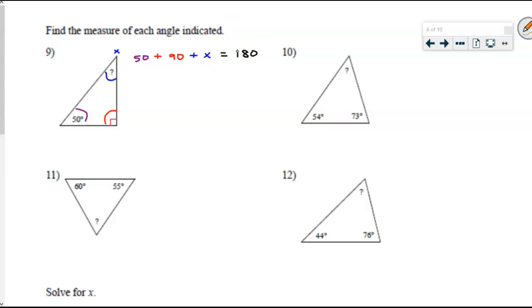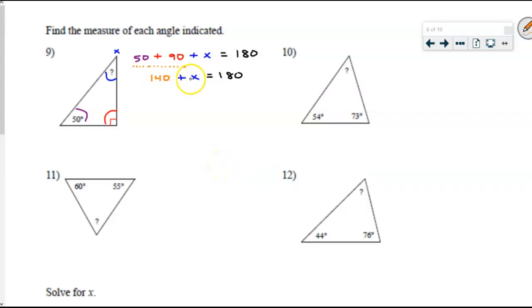Tying this into our equations unit that we did before our transformations unit, we should probably combine our like terms before I try and solve anything. What's 50 plus 90? That's 140. But don't forget, we still have our variable: 140 plus our mystery angle x is equal to 180. And we can solve this equation.